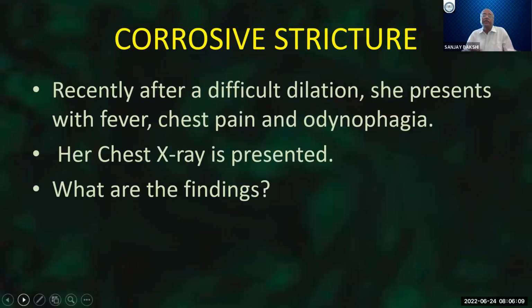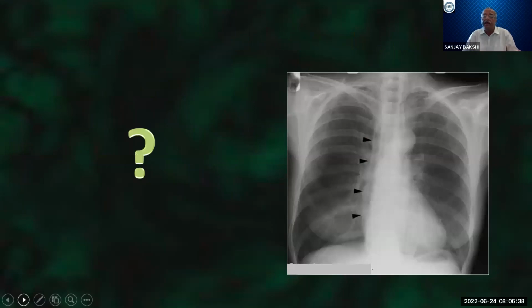Now what happens is, recently after a difficult dilatation, she presents with fever, chest pain, and odynophagia, and a chest X-ray is presented. So I'm going to ask you, what are the findings? For 6 months she's been on successful dilatation. Now suddenly she has this problem of fever, chest pain, and odynophagia after the last dilatation. So I'm going to present the chest X-ray. Now this is a classic chest X-ray.